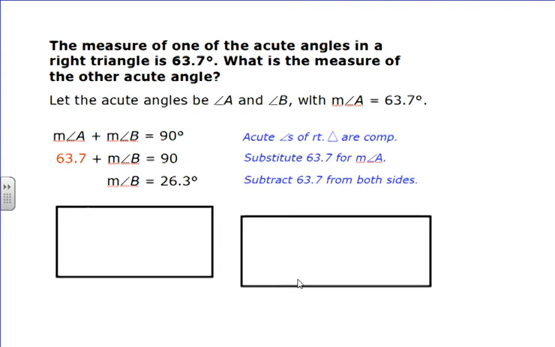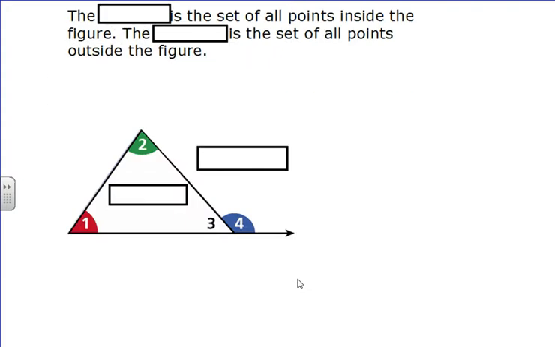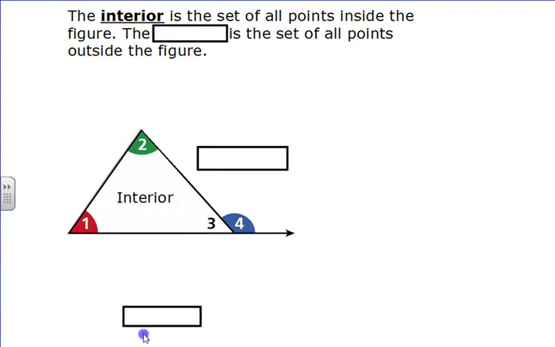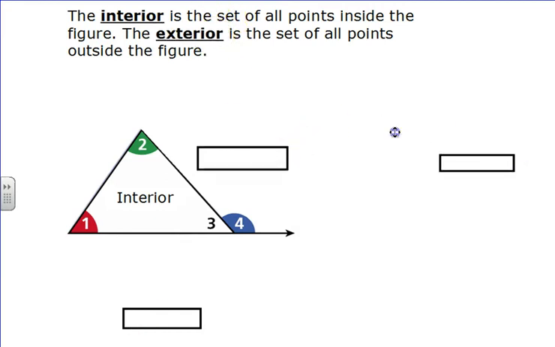Okay, so here is the question that goes back to that warm-up. This angle here, this angle number 4, is outside of the triangle, right? Well, first of all, they're just giving you a definition here. The interior is the set of all points inside a figure. And of course, the exterior is the set of all points outside the figure.